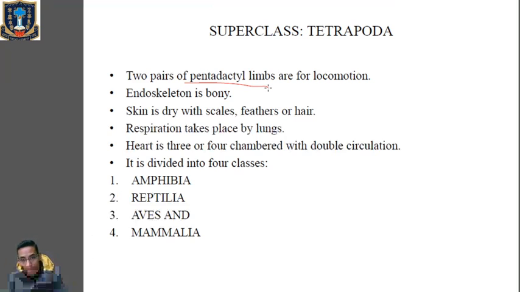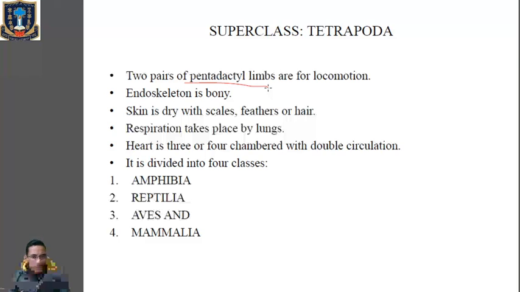Then again from the lungs it comes back to the left auricle, from the left auricle it goes to the left ventricle, and from the left ventricle it goes to different parts of the body. So here the blood is entering the heart twice. This type of circulation is called double circulation. We have learned this in detail in class 10 only. Just a simple revision for you.